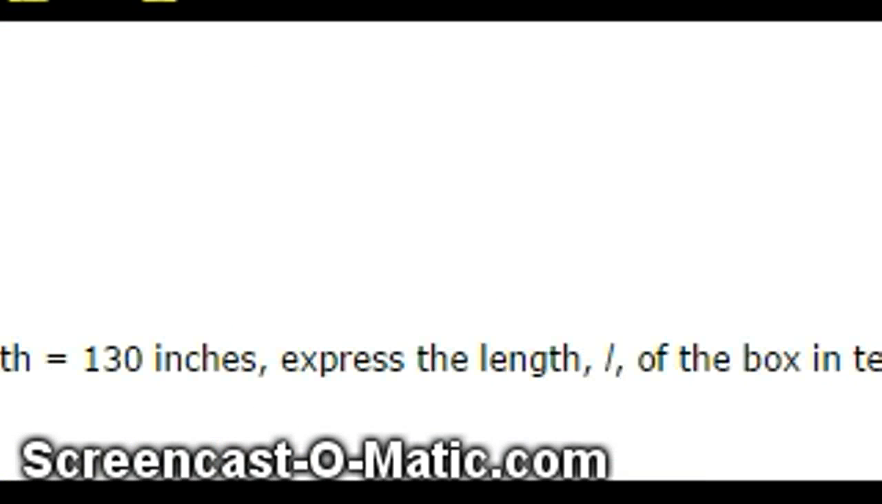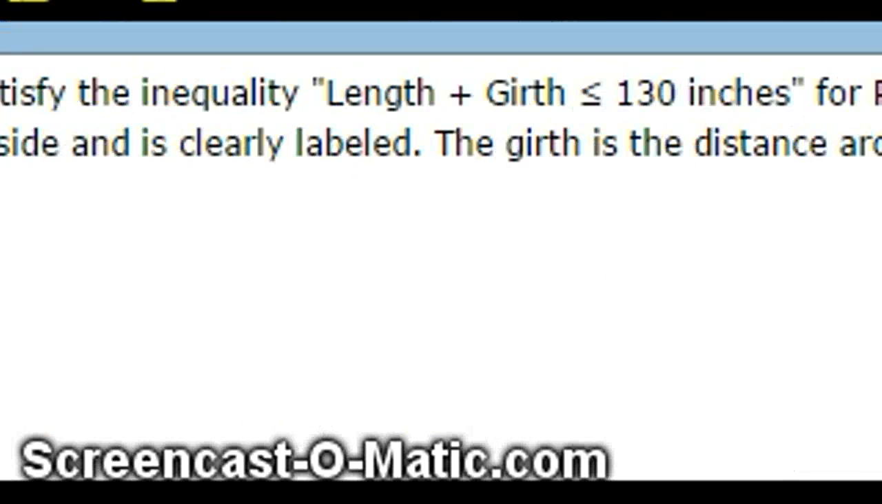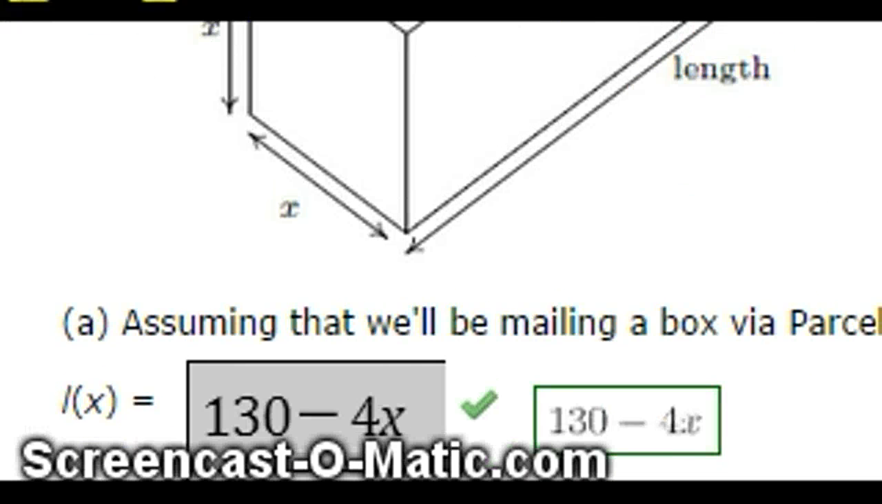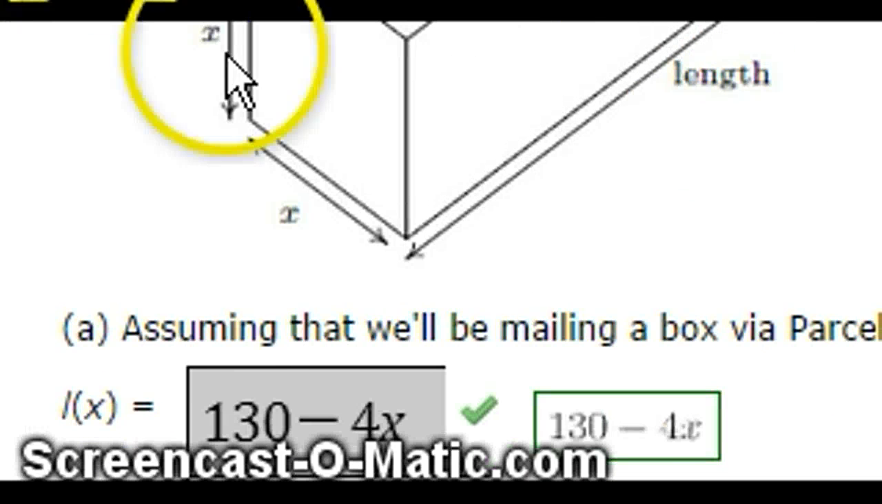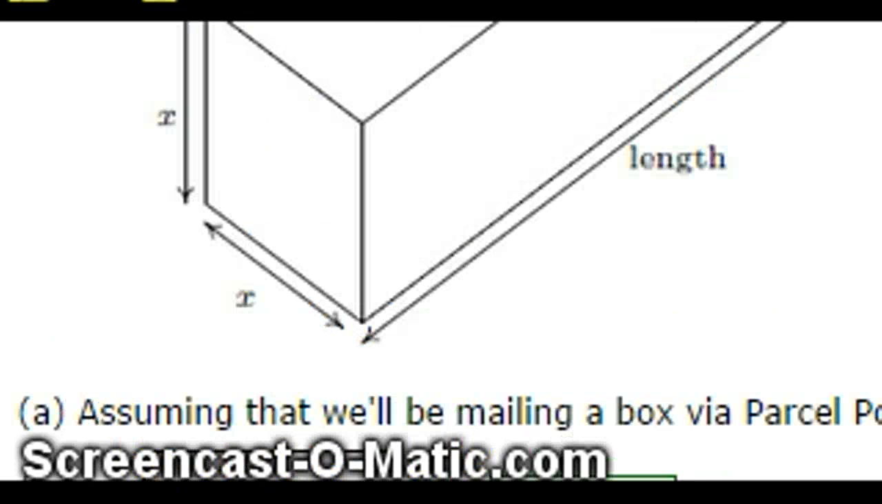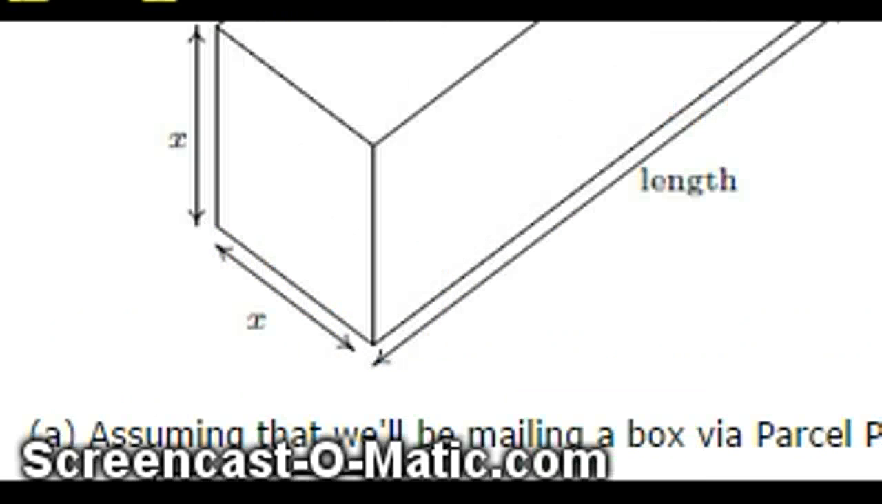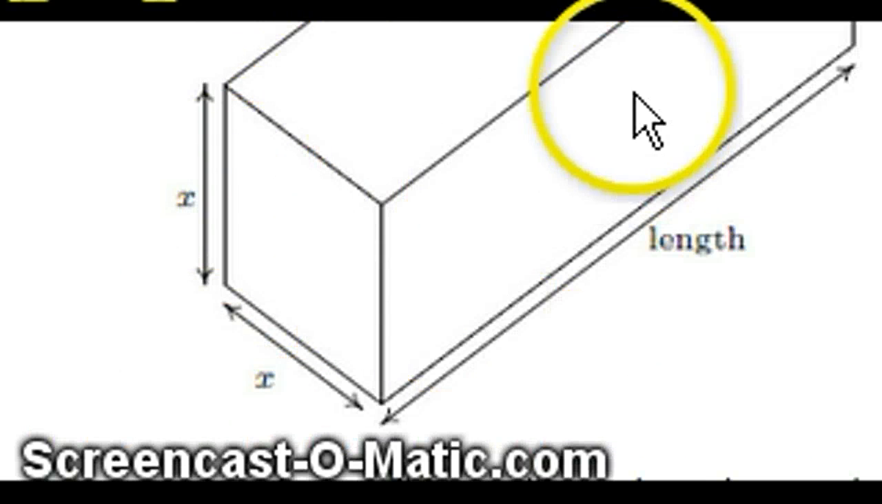Okay, for number 5, we have this post office question, real question, by the way. And you figured out what the length is. The length is 130 minus the girth, or 130 minus 4x. And then when it came to the volume, you didn't get that. So volume of a box is length times width times height. You already have the length right here. The width is just your x, and the height is just your x. So you have the length, and multiply that by x squared.